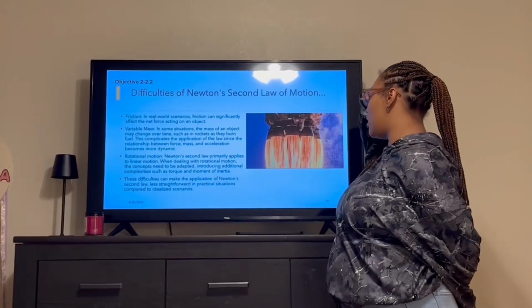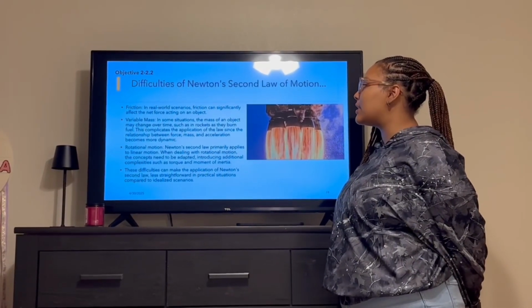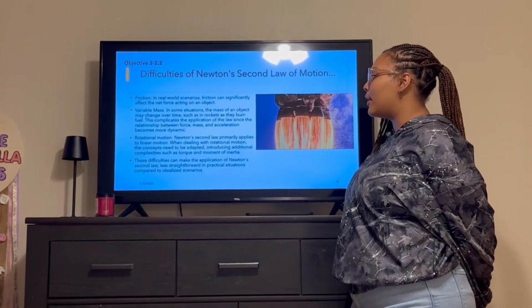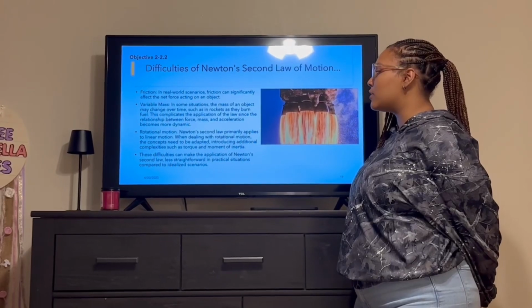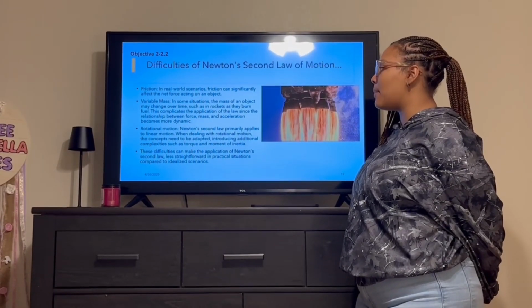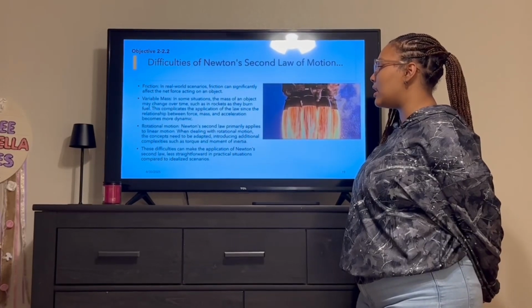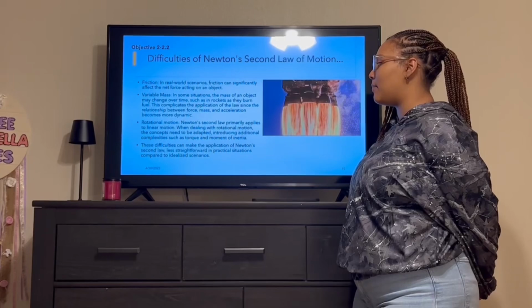Difficulties of Newton's second law of motion. Friction. In real-world scenarios, friction can significantly affect the net force acting on an object. Variable mass. In some situations, the mass of an object may change over time, such as in rockets as they burn fuel. This complicates the application of the law since the relationship between force, mass, and acceleration becomes more dynamic.